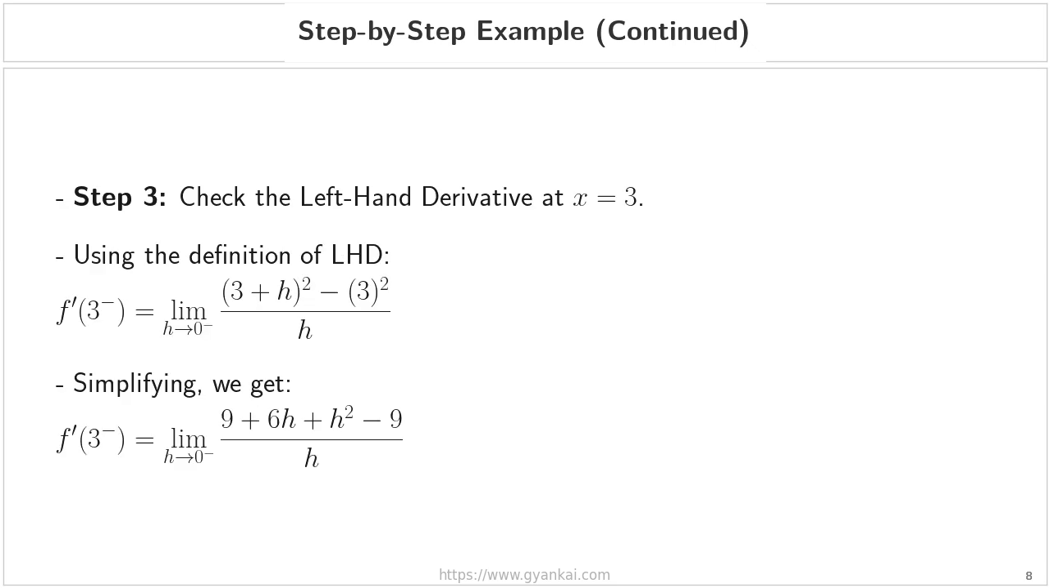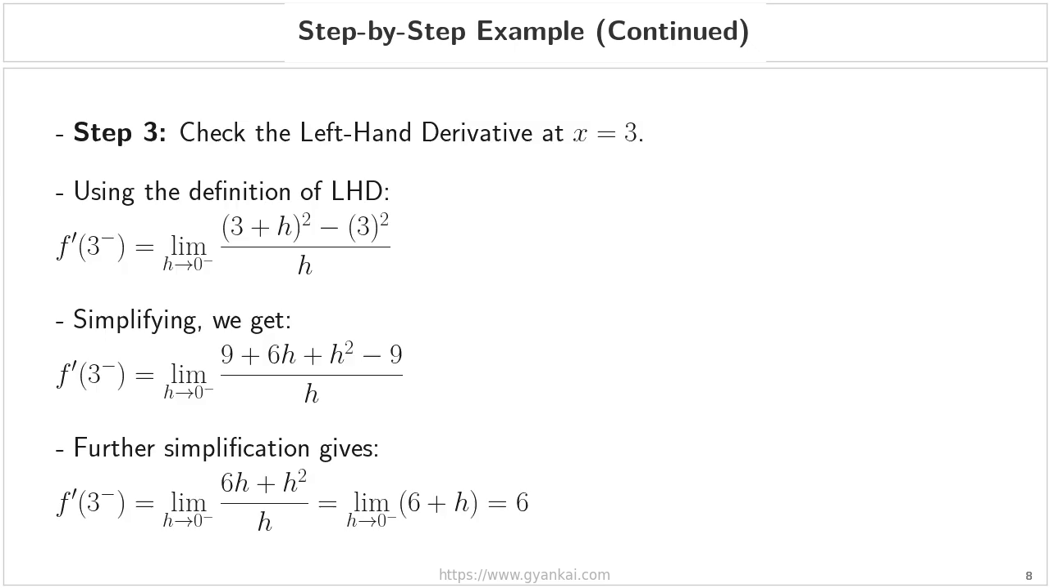Let us simplify this expression. First, we expand the squared term, which gives us 9 plus 6h plus h squared. When we subtract 3 squared, which is 9, we are left with the limit as h approaches 0 from the left of 9 plus 6h plus h squared minus 9, all over h. Continuing with the simplification, the positive 9 and negative 9 cancel each other out. This leaves us with 6h plus h squared divided by h.